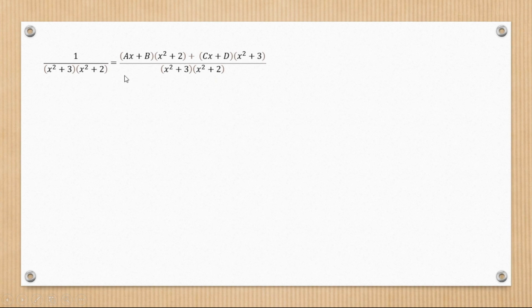This divided by x squared plus 2, we have x squared plus 3, multiply it up there. So this is what we have. We cancel out the denominators and we're left with those values of the numerators. Alright, so this is going to be the first thing.